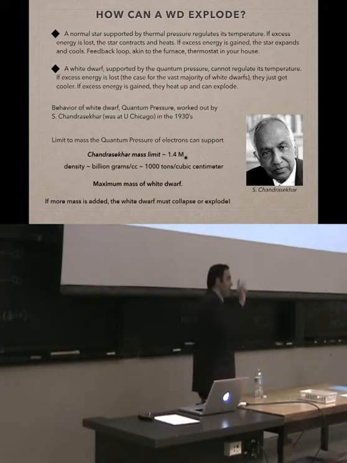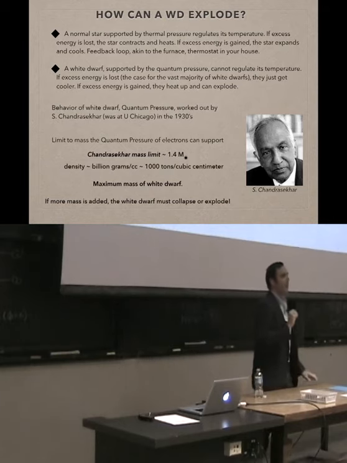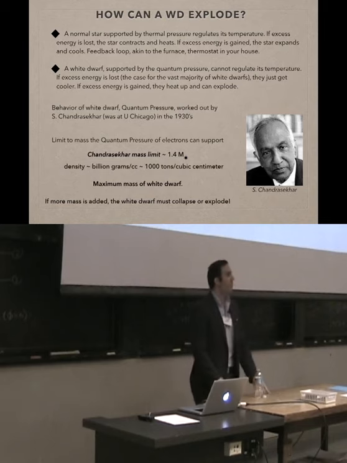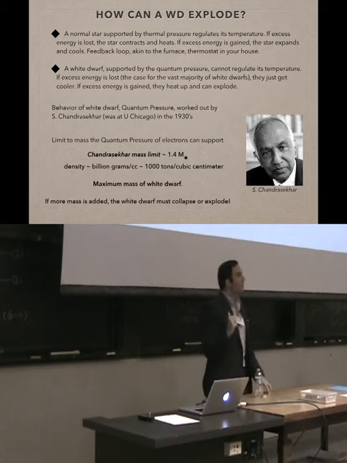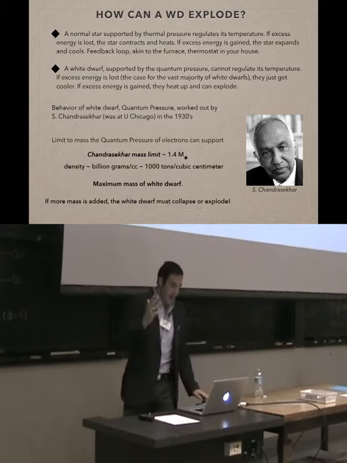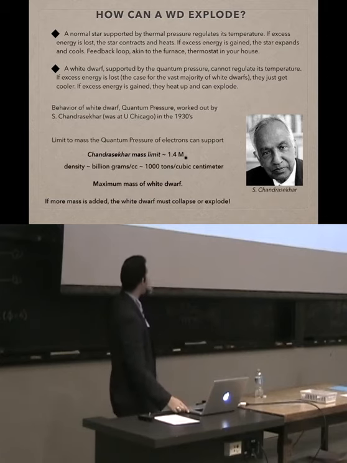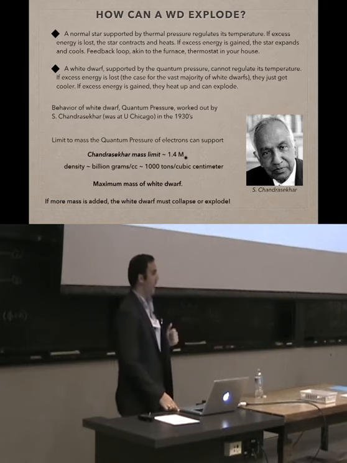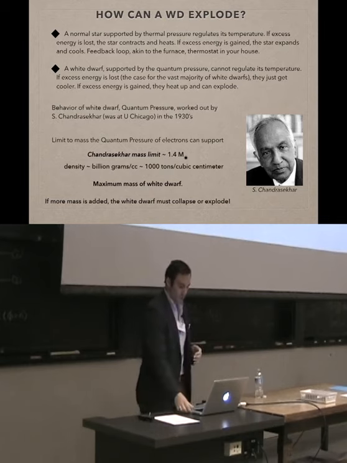And this is the critical limit set by the quantum pressure. And it turns out it's around 1.4 solar masses. That's a magic number, and this is a number worth remembering throughout these lectures. When you grow a white dwarf above this certain mass limit, an explosion is very likely to happen. So that's the maximum mass, the Chandrasekhar mass, as we call it, the Chandrasekhar limit, that a white dwarf can attain before becoming a type 1a supernova explosion.